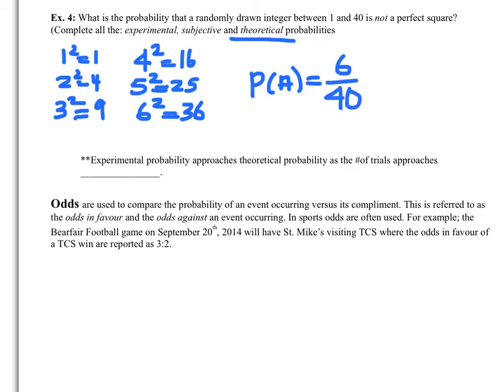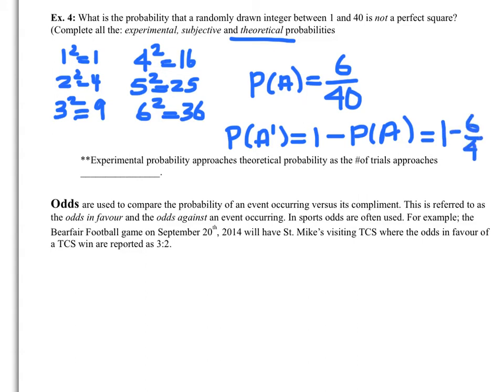But Miss Penna, I thought we were trying to find the probability that it was not a perfect square. Well, exactly, and that's where we can use the formula we just learned. Since the probability of not A is equal to 1 minus the probability of A, which is equal to 1 minus 6 over 40, which is, of course, equal to 34 over 40.